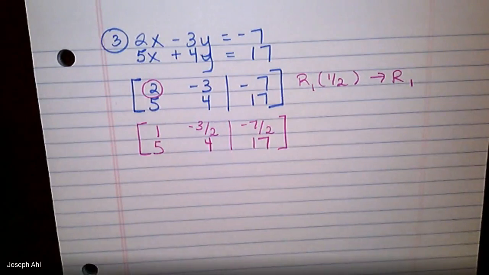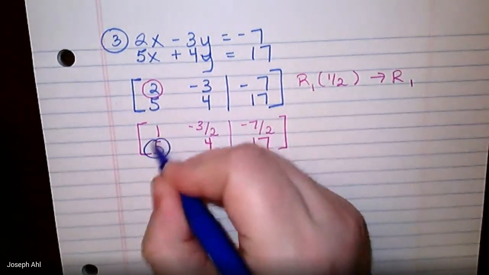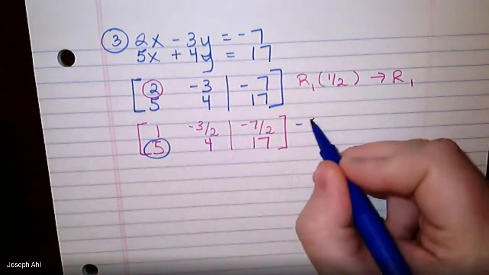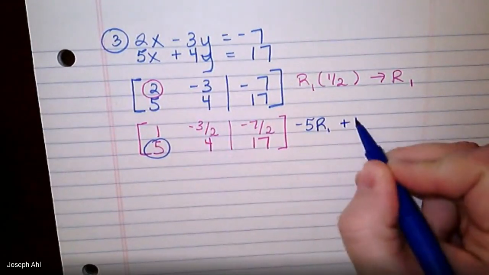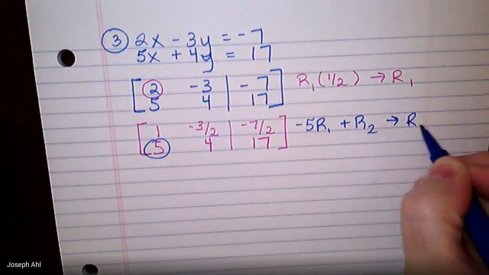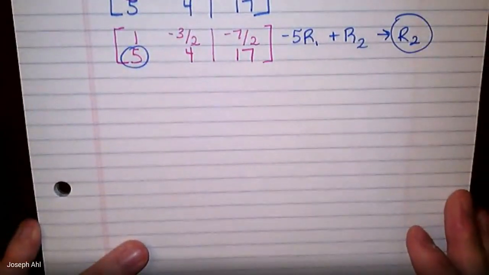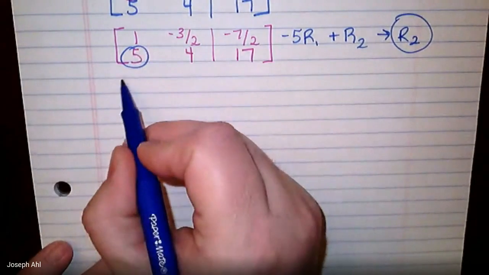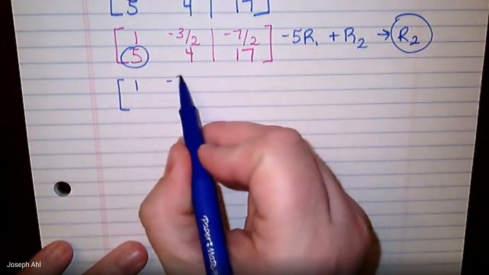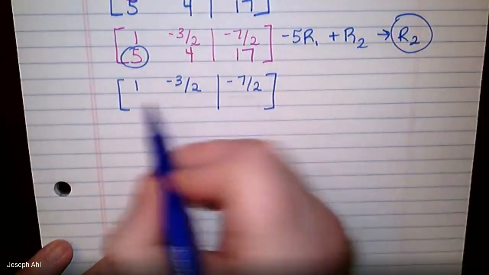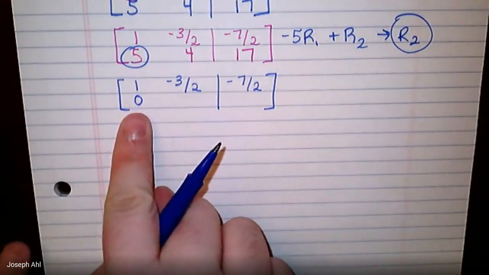Okay, next, where the 5 is, has to be a 0. How do we make zeros? We're going to take the top row, multiply by -5, and then add it to the row you're making the 0 in. Add it to row 2. That will become the new row 2. Okay, row 1's not changing. So recopy that. Row 2, I know this is a 0.